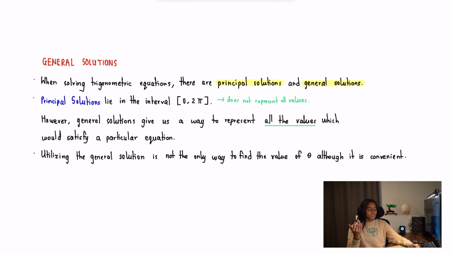When solving trigonometric equations, there are principal solutions and general solutions. Principal solutions lie in the interval 0 to 2 pi only. We know that this does not represent all values. General solutions, however, give us a way to represent all the values which would satisfy a particular equation. In my opinion, it is the most convenient as well, although it is not the only method that we can use.